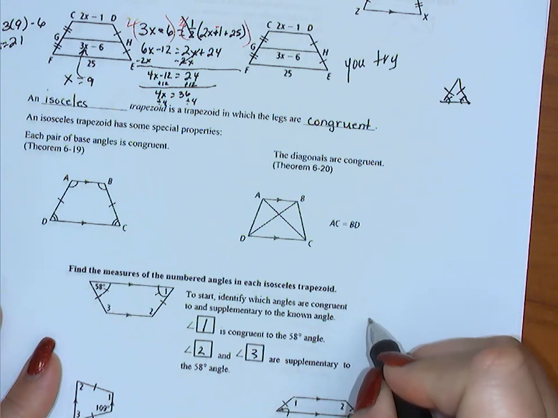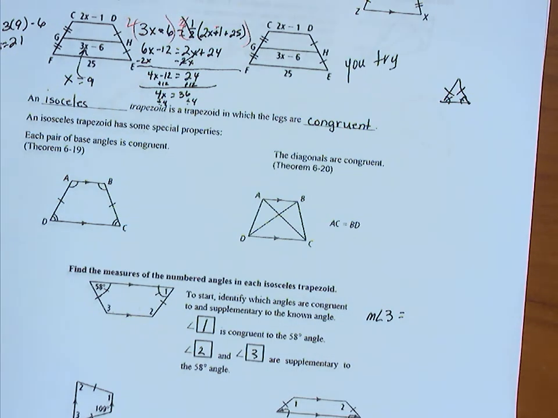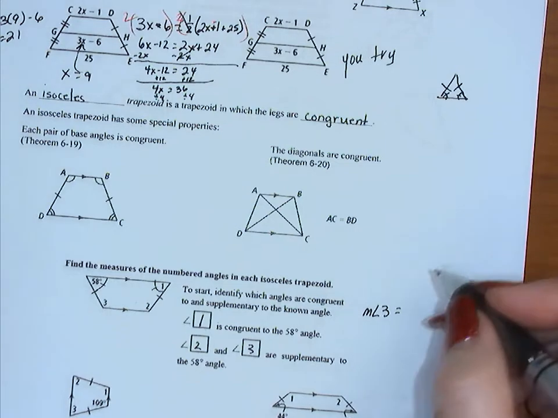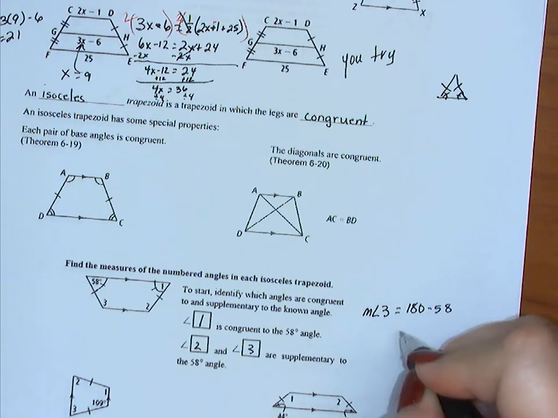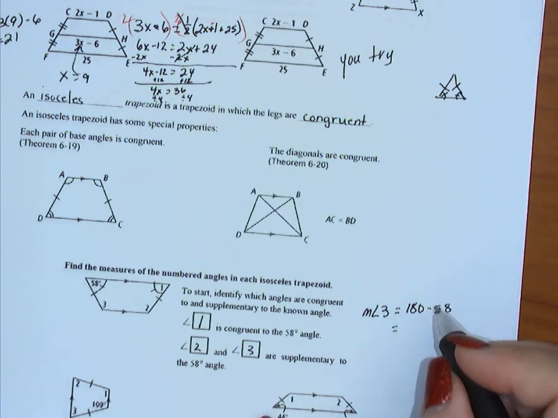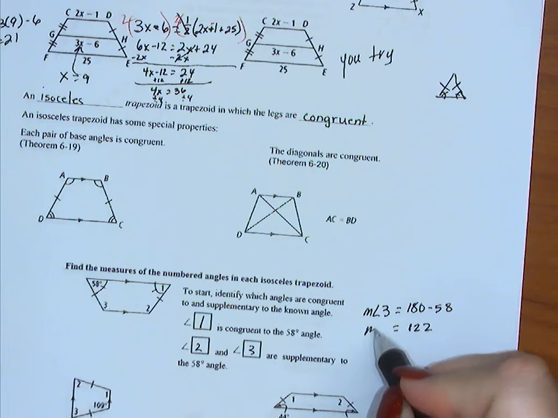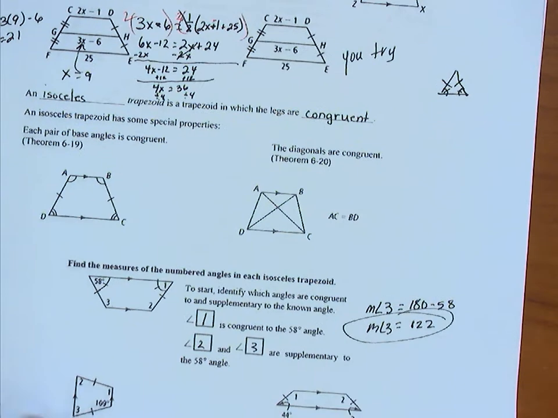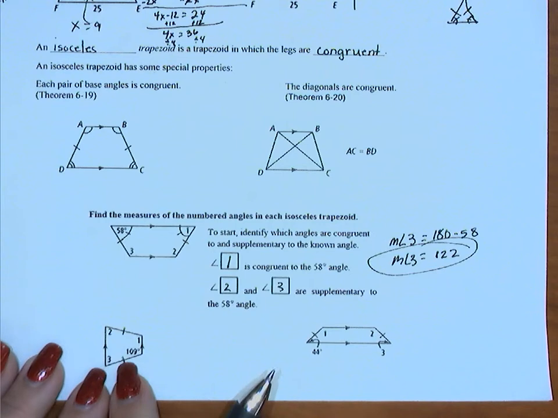So the measure of angle 3 is equal to 180 minus 58. So that's going to give me that the measure of angle 3 is 122. I'm sorry. Yes, it is 122. So that's the measure of angle 3. With that information, I'm going to follow the same process to find the angles in this one.